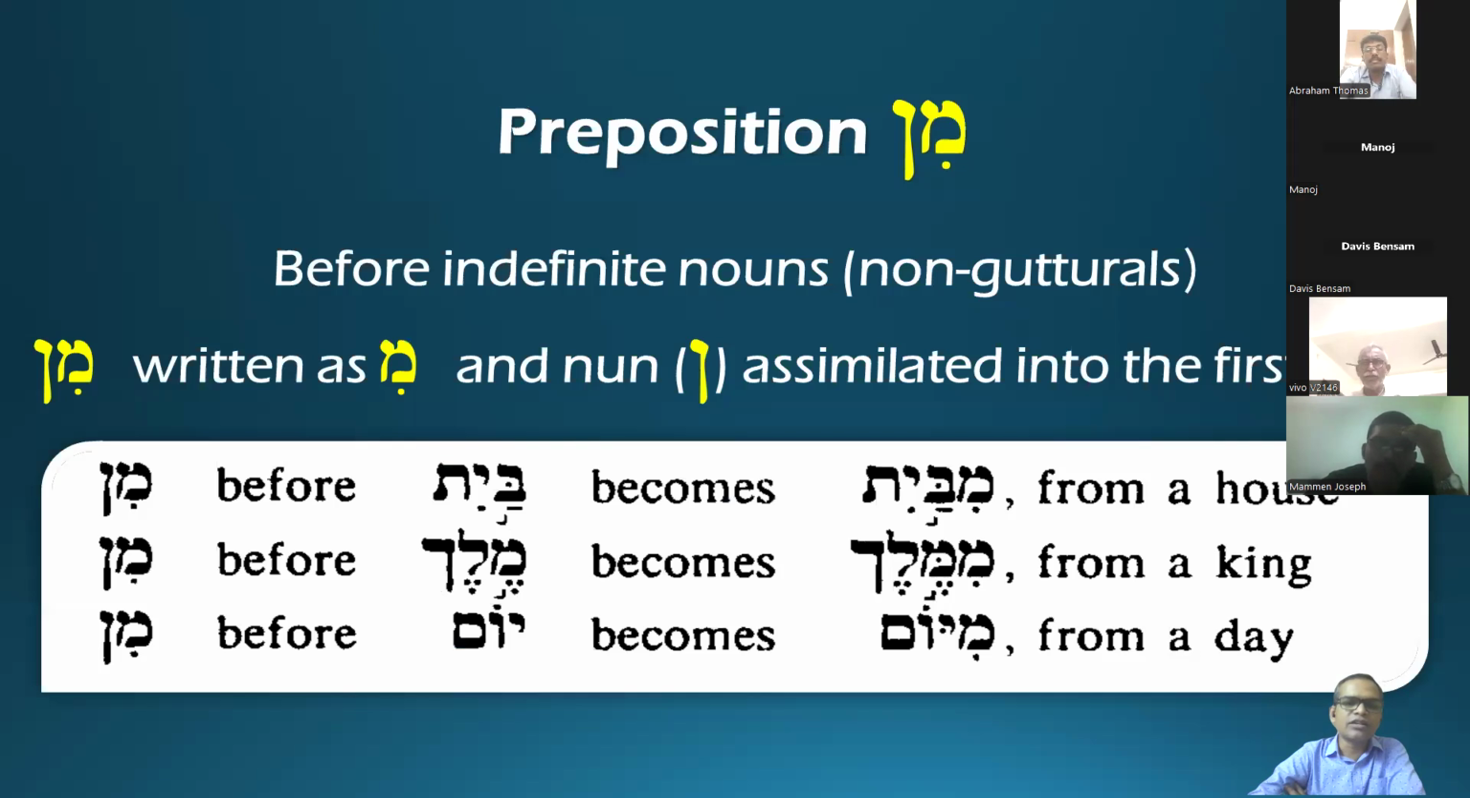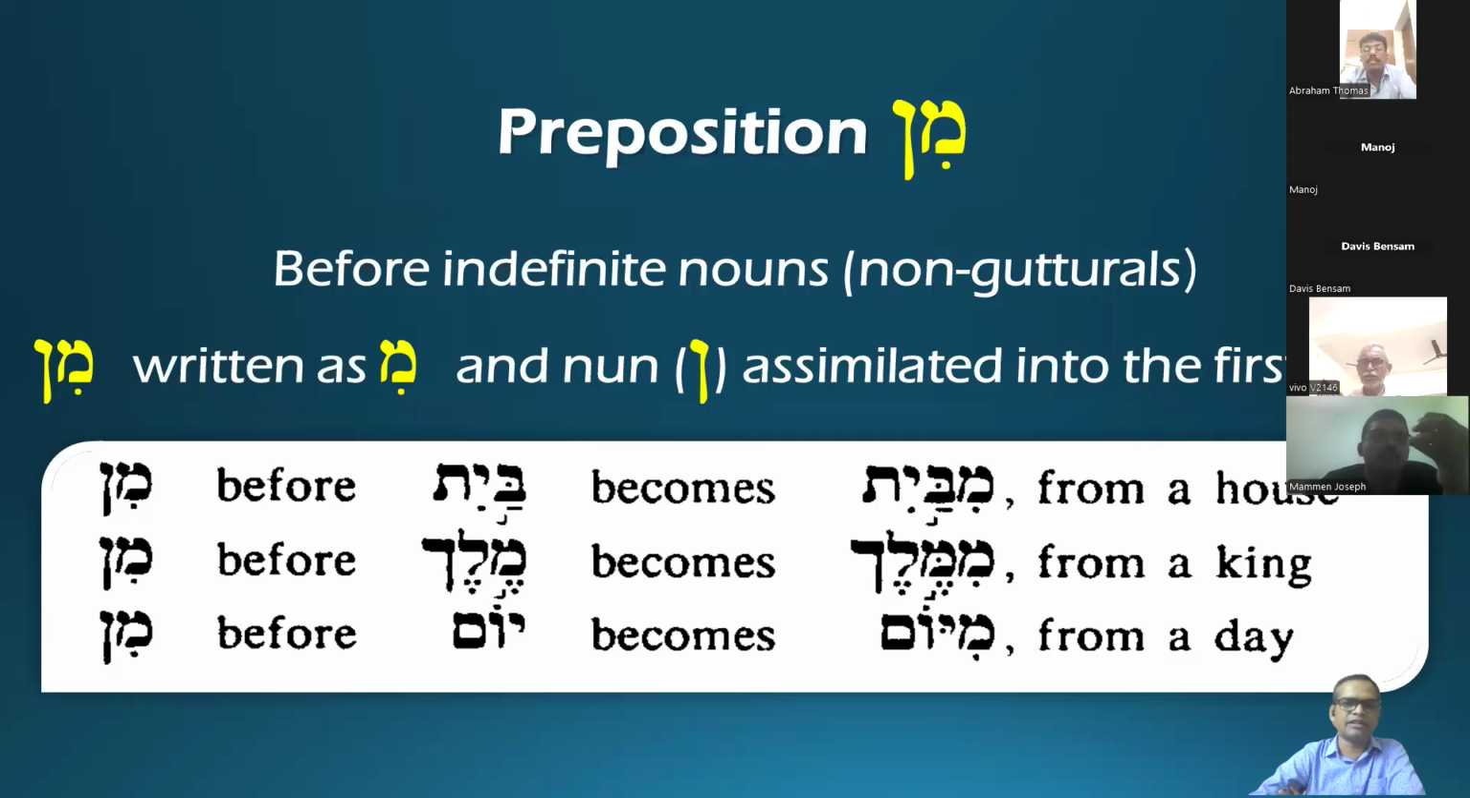bayit, the initial consonant is a non-guttural, bet. Melek, the initial consonant is a non-guttural, mem. Yom, the initial consonant is yod, a non-guttural. These three examples show that the initial consonant in each is a non-guttural. Now, what will happen when we place min before these indefinite nouns? We have seen that min is a separable preposition, but in many cases it will function as an inseparable preposition. The outcome is presented on the right-hand side.